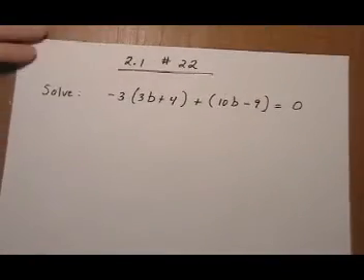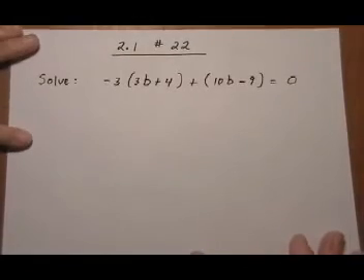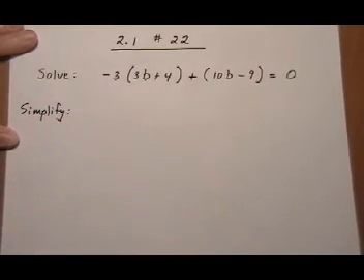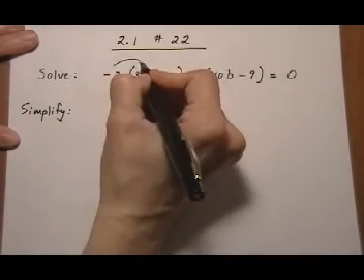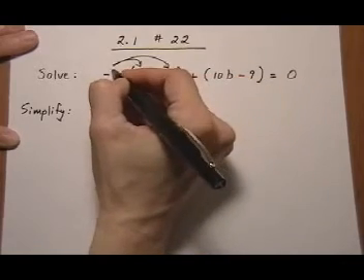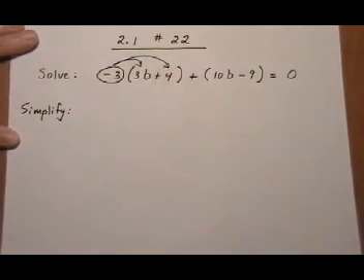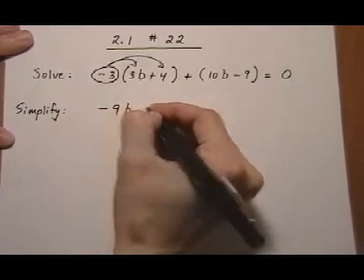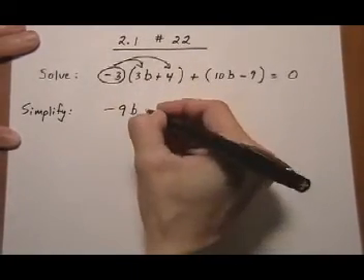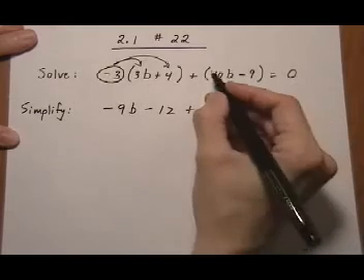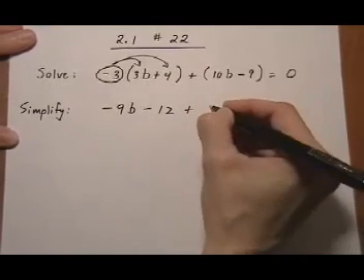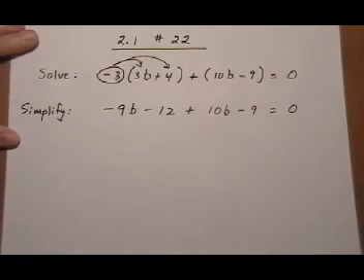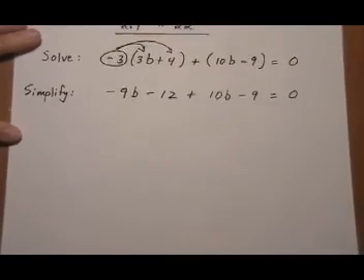2.1, number 22. Linear equation again. So first step is simplify. This one does have parentheses, so that's our first step. Clear parentheses. And make sure that the minus sign, or the sign in front of the number, always goes with it when you're distributing. So this is going to give us minus 9b, and then minus 3 times 4 is minus 12, plus, and here we're just distributing a 1. So what you get out is exactly what's in the parentheses. So that's step 1, is distribute, and then clear parentheses.